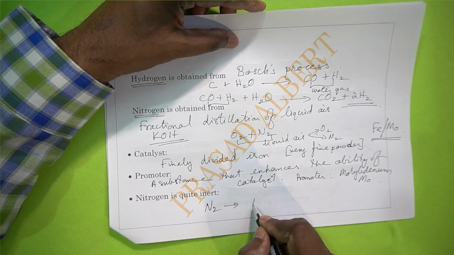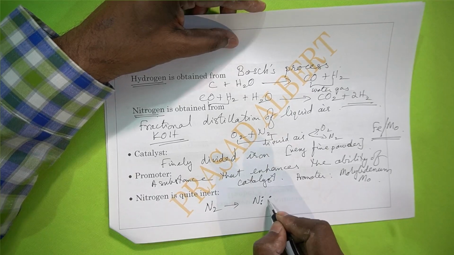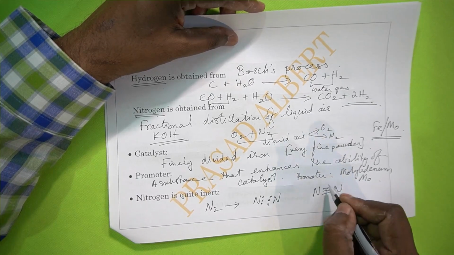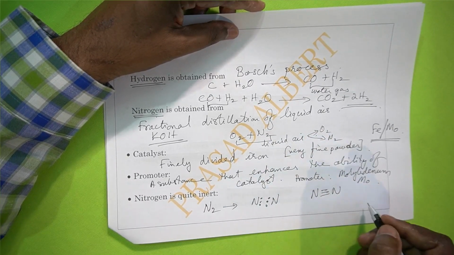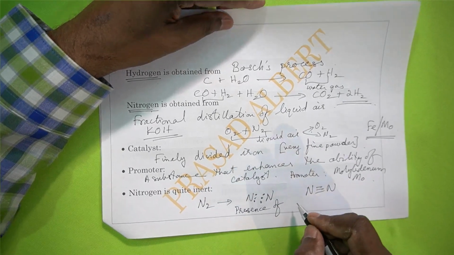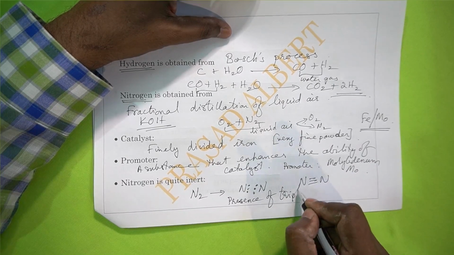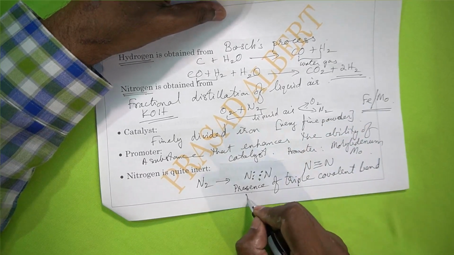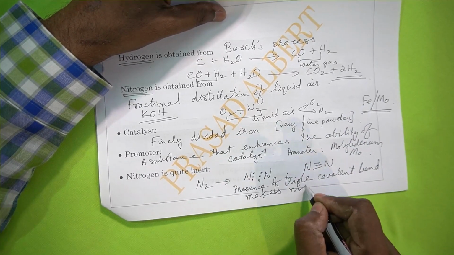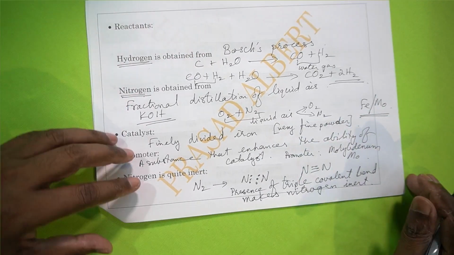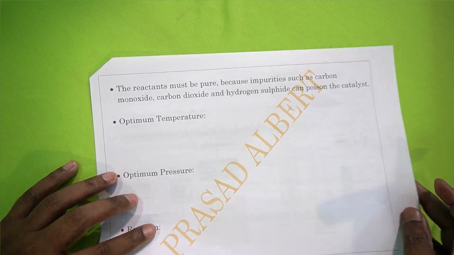The nitrogen molecule, we know, has a triple covalent bond between two nitrogen atoms, or we can write N triple bond N. So breaking of this bond is difficult. The presence of the triple covalent bond makes nitrogen inert. It does not break easily, so we need to give extreme conditions. Not only this is enough, there are more conditions.